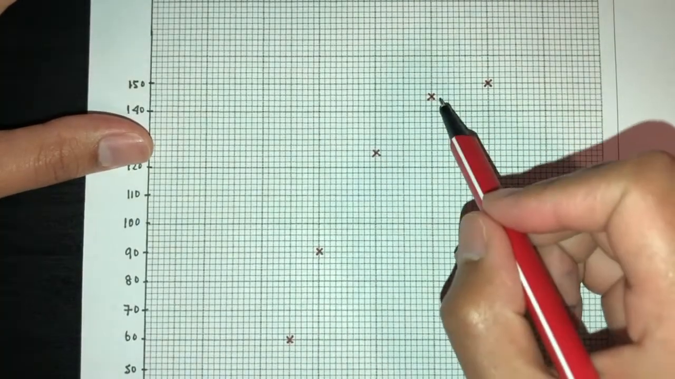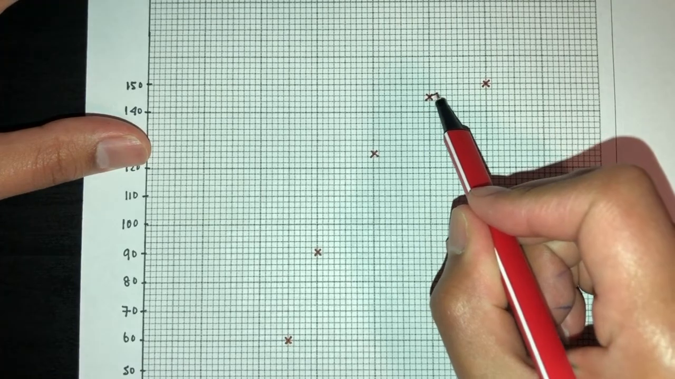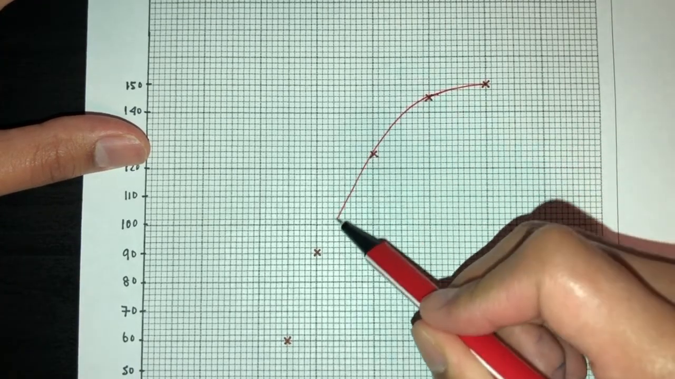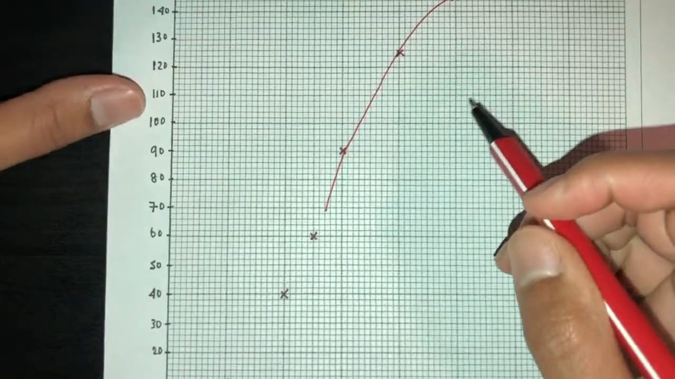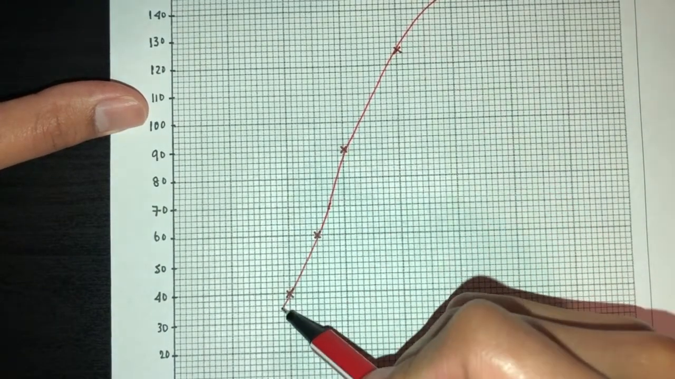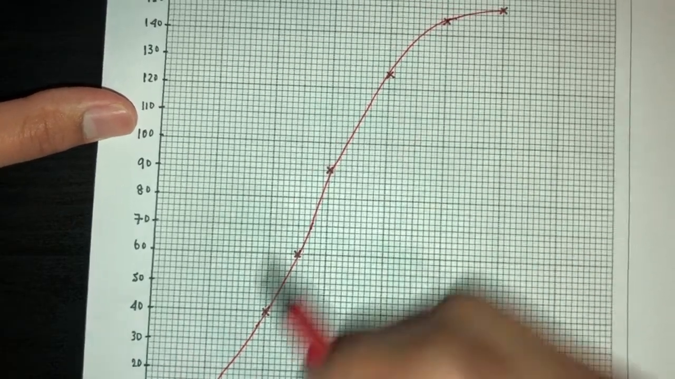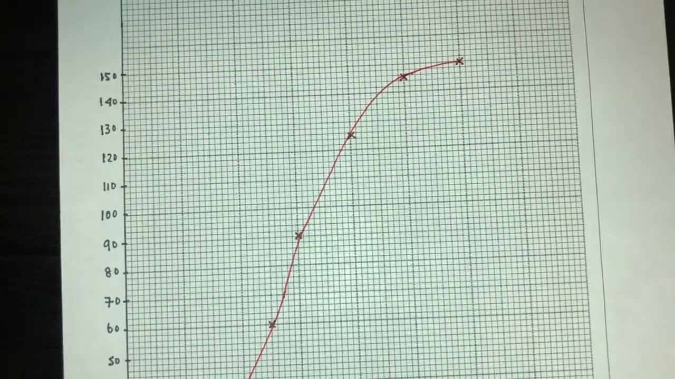Okay, so these are the points. Let's join them to form our cumulative frequency curve. Try your best to make this as smooth as possible, because your answers depend on your curve. So that will be my curve. Now let's move on to the questions.